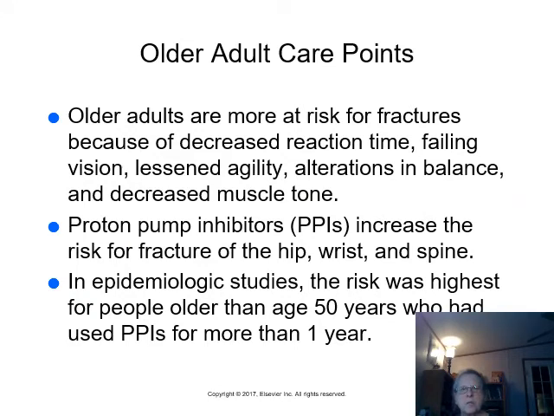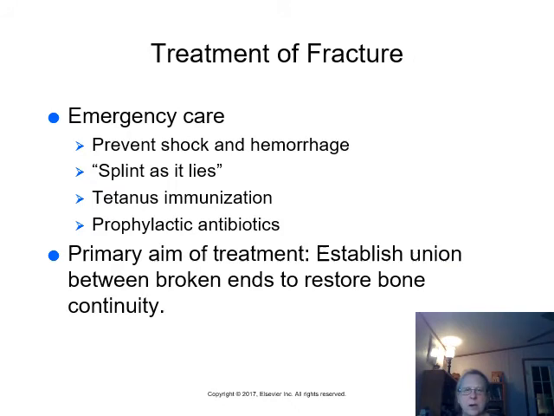Older adults, once again, are more at risk for fractures because of decreased reaction time, failing vision, less agility. They're not as mobile, they're not flexible, and they also have issues with balance as well. So remember that, and they're setting themselves up because they do often have GI reflux, so they're probably going to be on some type of Prilosec or proton pump inhibitor, which I believe actually inhibits them to absorb that calcium over time.